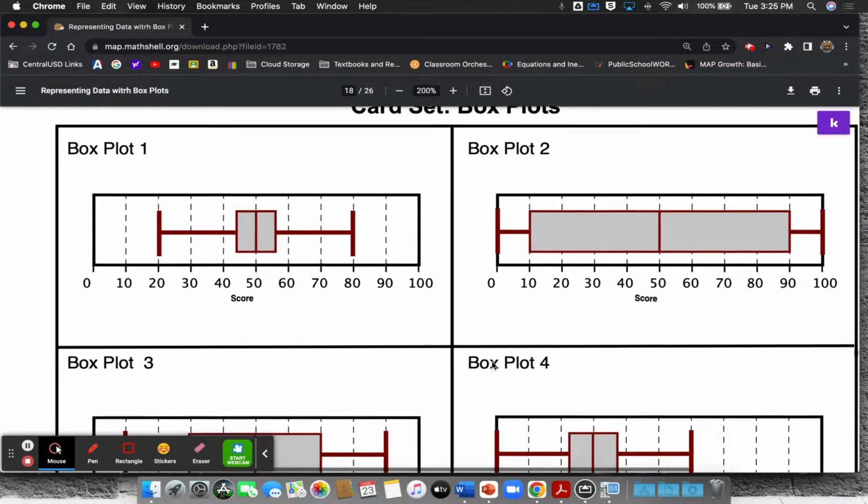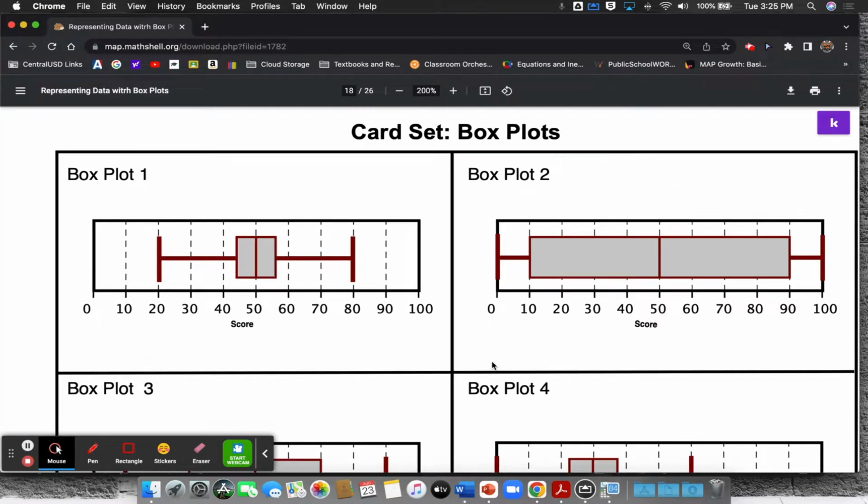Those are pretty extreme. 1 and 2 are pretty extreme cases. So give me a sketch for box plot number 1, box plot number 2. Where are the high boxes going to be? Where are the low boxes going to be? Where are the medium boxes going to be? Okay. Give you a few minutes to do that. And then I'm going to show you some ones and you're going to pick out the winner.